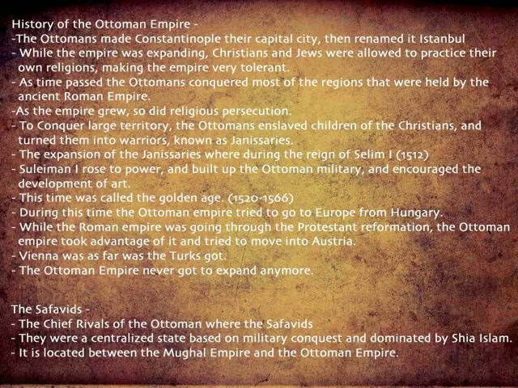The Safavids. The chief rivals of the Ottomans were the Safavids. They were a centralized state based on military conquest and dominated by Shia Islam. It is located between the Mughal Empire and the Ottoman Empire.